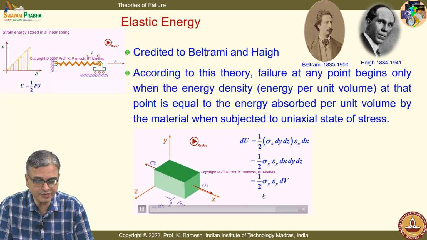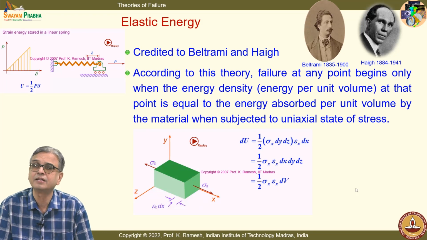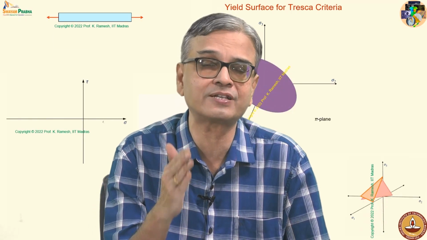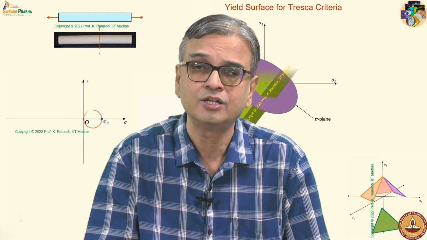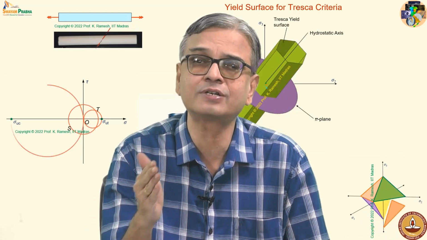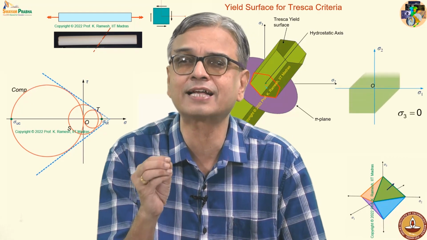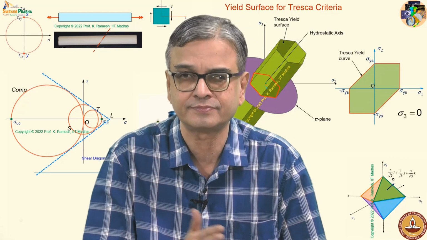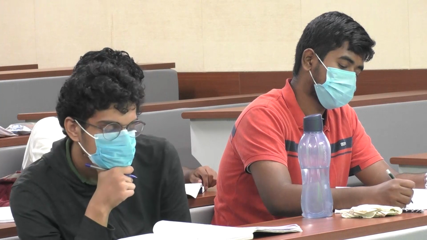You know how to calculate the energy when I have it in terms of stresses: half of sigma x epsilon x dV. Now, I want you to work it out. Suppose I express the stress state in terms of sigma 1, sigma 2, sigma 3. You can also write epsilon 1, epsilon 2, epsilon 3. Can you substitute and then tell me what would be the expression for strain energy? Please do the computation. It is not very difficult for you.